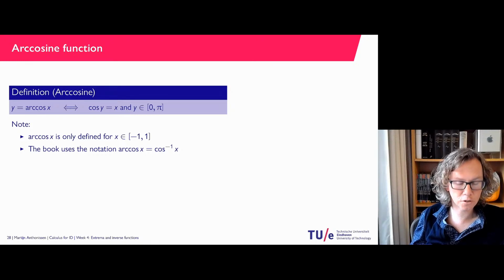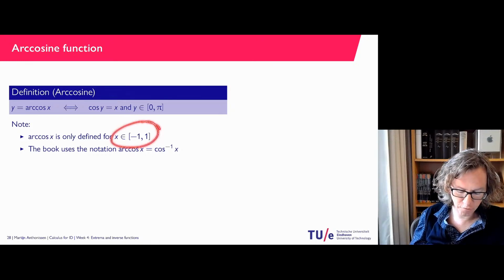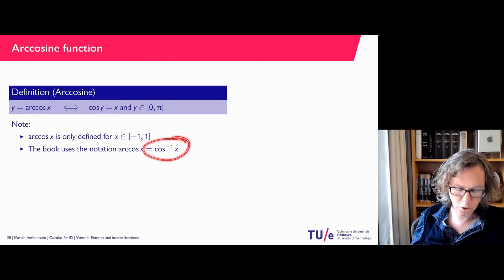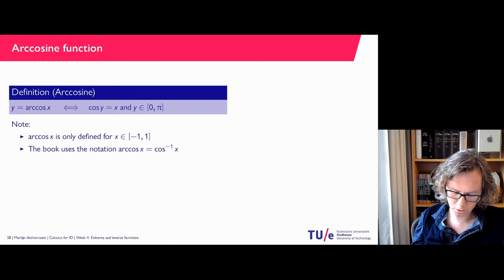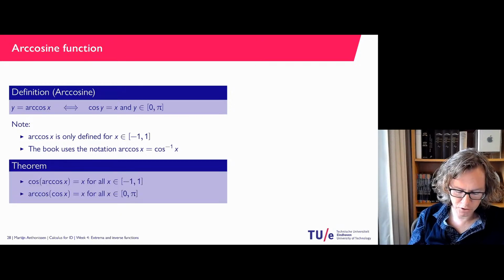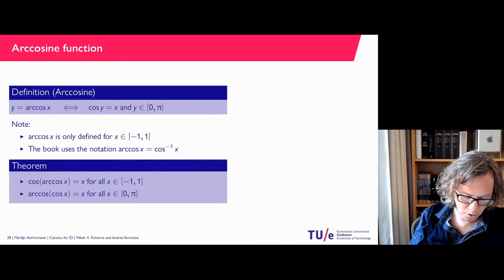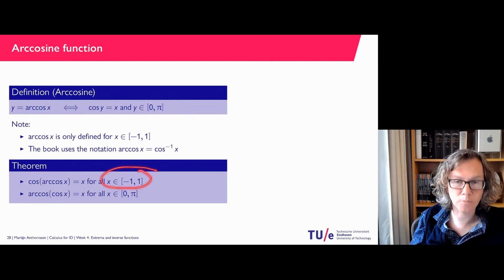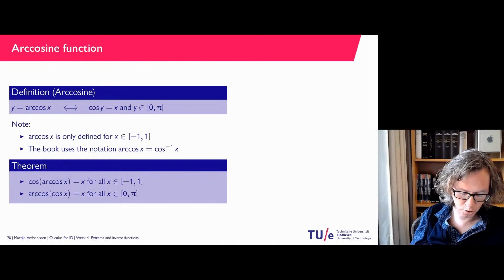Similar slide as I had for the sine and arc sine. So here's the definition again. It is only defined for x values in between -1 and +1, and the book uses cosine^-1 x, cosine inverse x. And we have these cancelling relations. Cosine of the arc cosine, they cancel out, provided that x is in between -1 and +1. And also arc cosine and cosine cancel out, provided x is from 0 to pi.